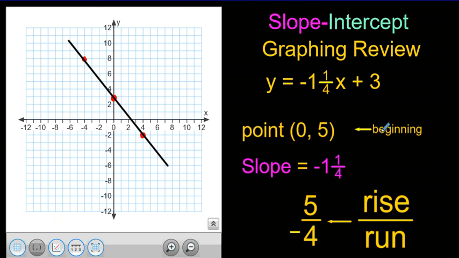Again, you have your starting point, your y-intercept, (0, 3). I don't know why I have a 5 here. That should say 3. (0, 3). And then you've got your slope right here.